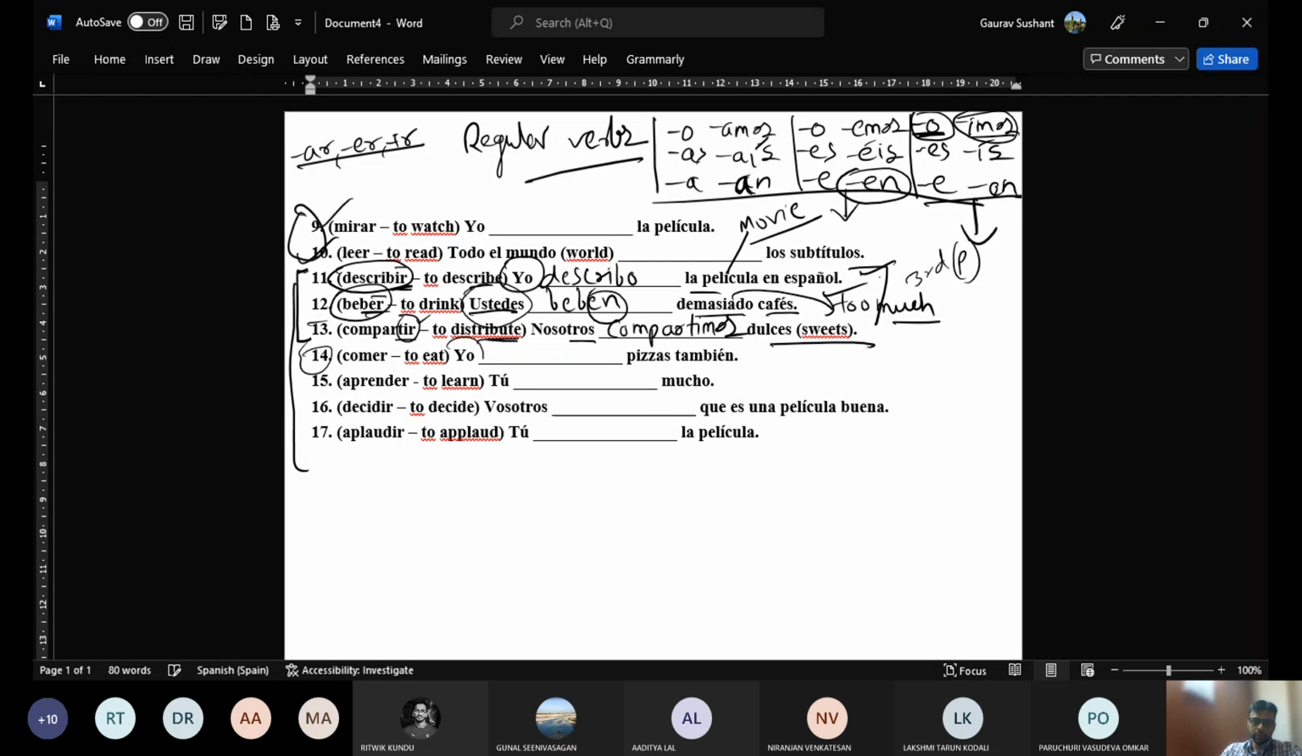Number 14, not so difficult. Subject is yo. Verb is comer, ER ending. Again, from here you have to choose the first one. Okay, this one. So it will be como. So we removed ER and we added O. So yo como pizzas también. También is also. Okay, also. Number 15, aprender, to learn. Subject is tú. Being an ER ending verb, you have to follow this ES ending. Okay, so it will be aprendes. Tú aprendes mucho. Mucho is a lot.